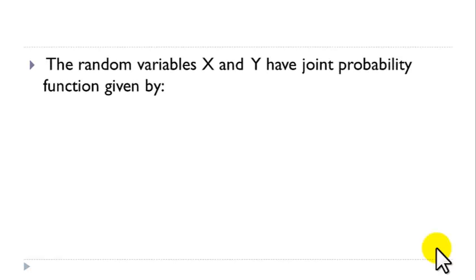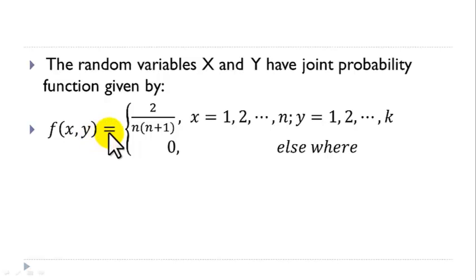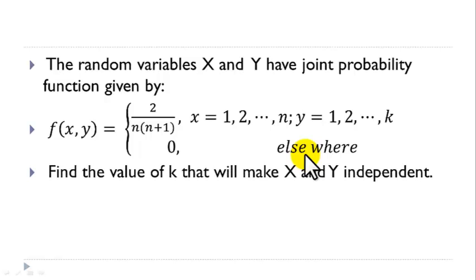The problem: the random variables x and y have joint probability function given by f of xy is equal to 2 over n into n plus 1 for x going from 1 to n and y from 1 to k, and f of xy equal to 0 elsewhere. Find the value of k that will make x and y independent variables.